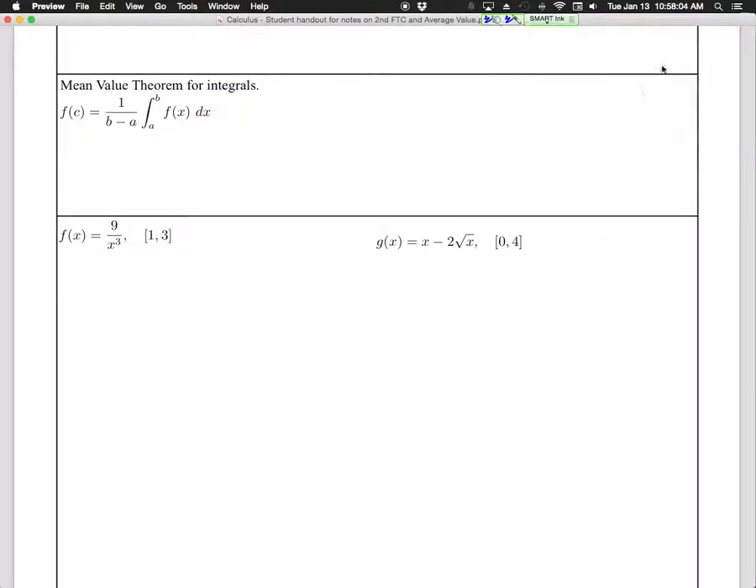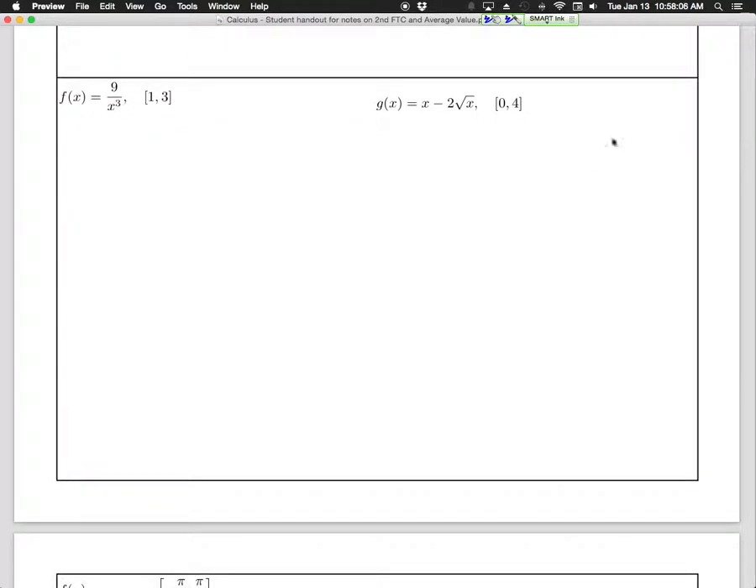So that's the first problem. That's why we did the average value first, because I need to know that. So for the average value, I'm going to do the integral from 1 to 3 of 9 over x cubed dx.